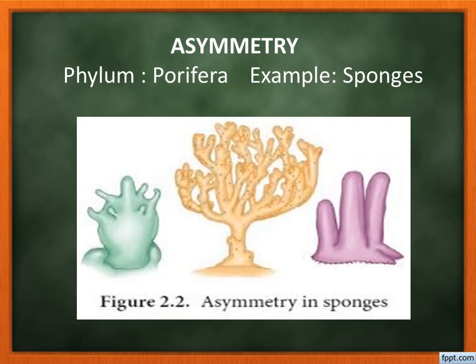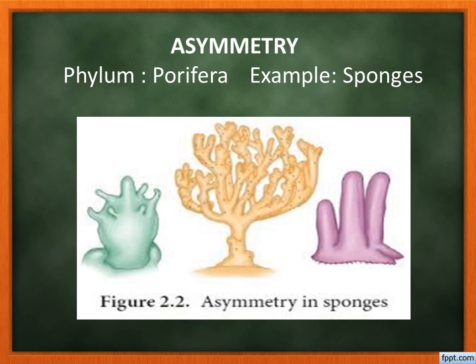First one is asymmetry. Asymmetry means we cannot divide this kind of organism into two in any manner, in any plane or in any direction. Do you understand me? A simple example is amoeba, right? Amoeba is shapeless. So we cannot divide the amoeba into two in any direction. Am I right?